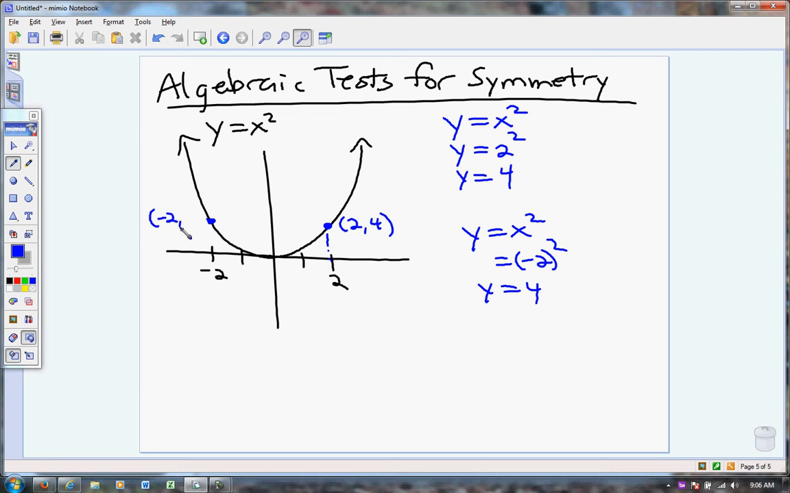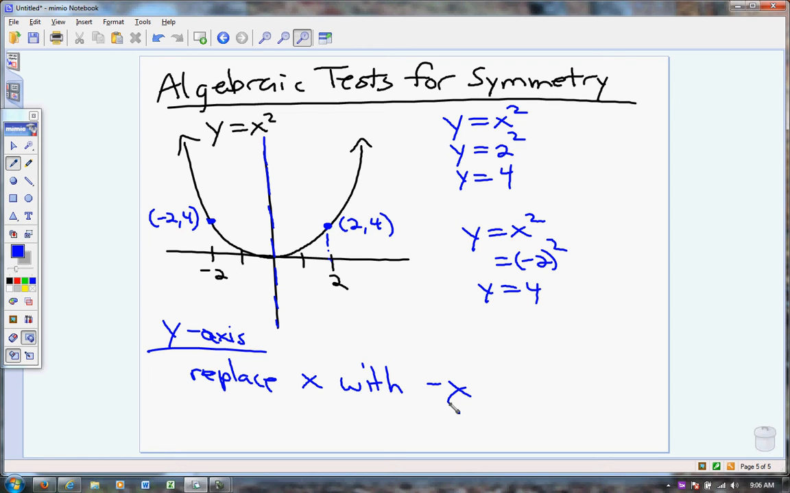Okay? That is the algebraic test for symmetry about the y-axis. So the test here, okay, for the y-axis is to replace x with -x. Okay? Replace x with -x. All right? What do you think it would be if I was checking for symmetry about the x-axis?